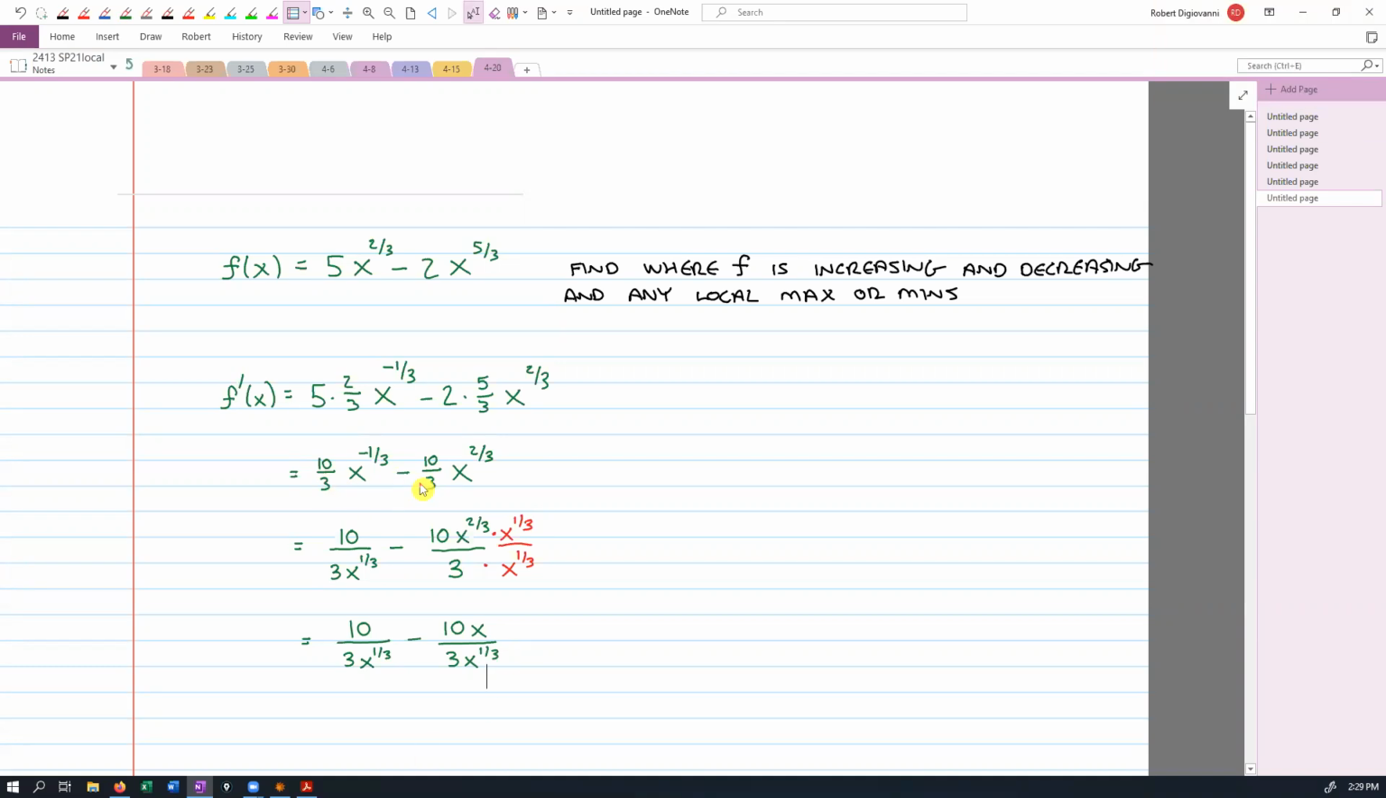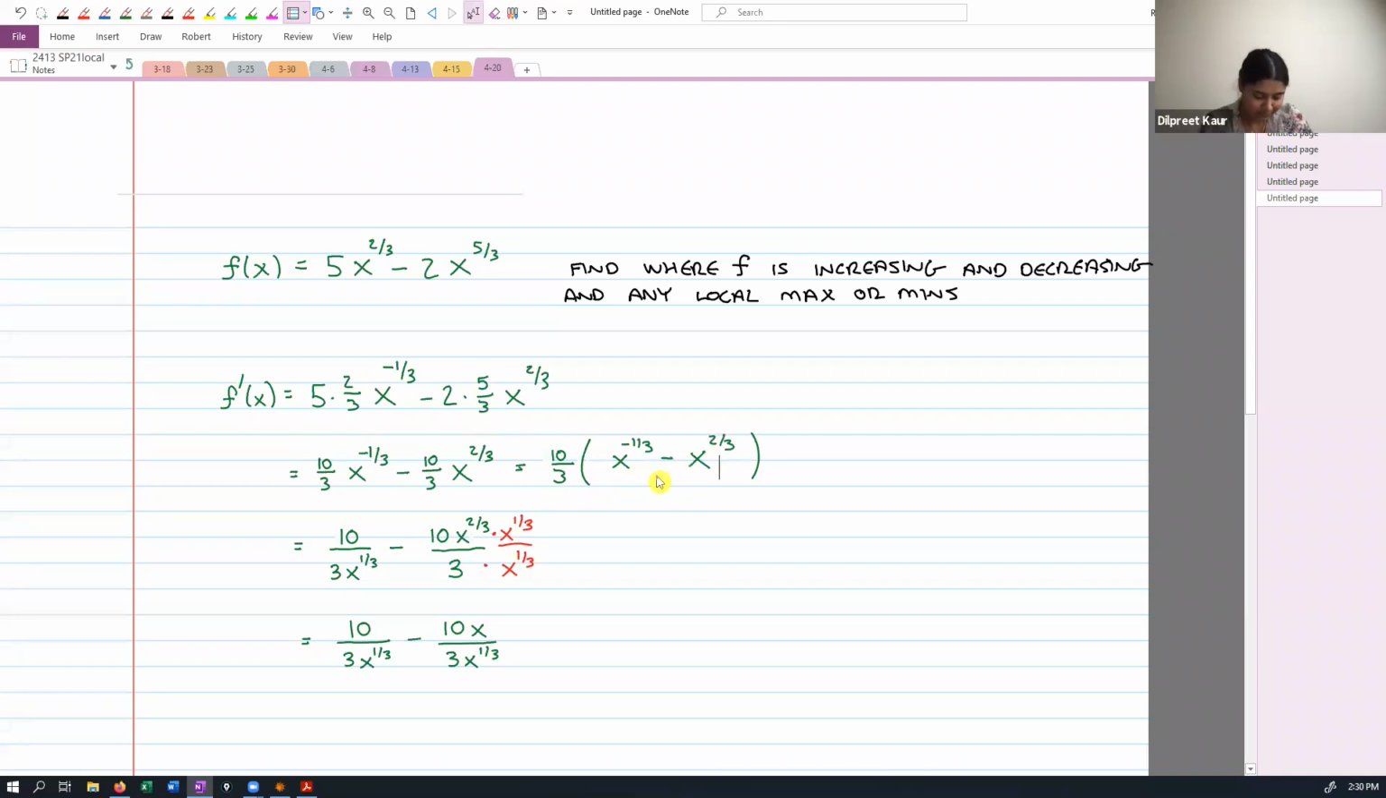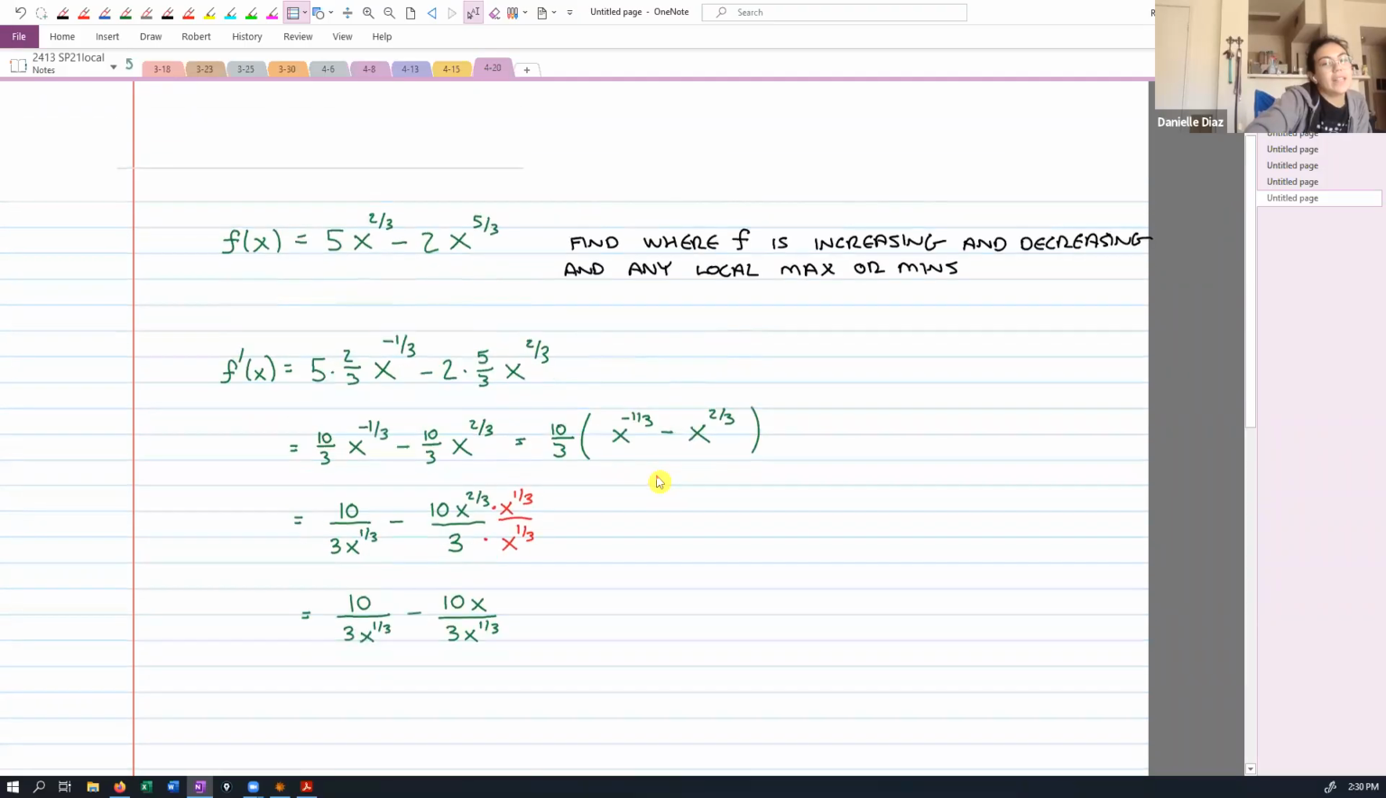Okay, you could not multiply by 3 because you would change the expression. You could factor out a 1/3. That you could do. You could factor out a 10/3 in the beginning. You could have algebraically done this, pull a 10/3 out, and then have x to the negative 1/3 minus x to the 2/3. I could have done that, but you can't just arbitrarily multiply by 3. Got it. Thanks. Okay.